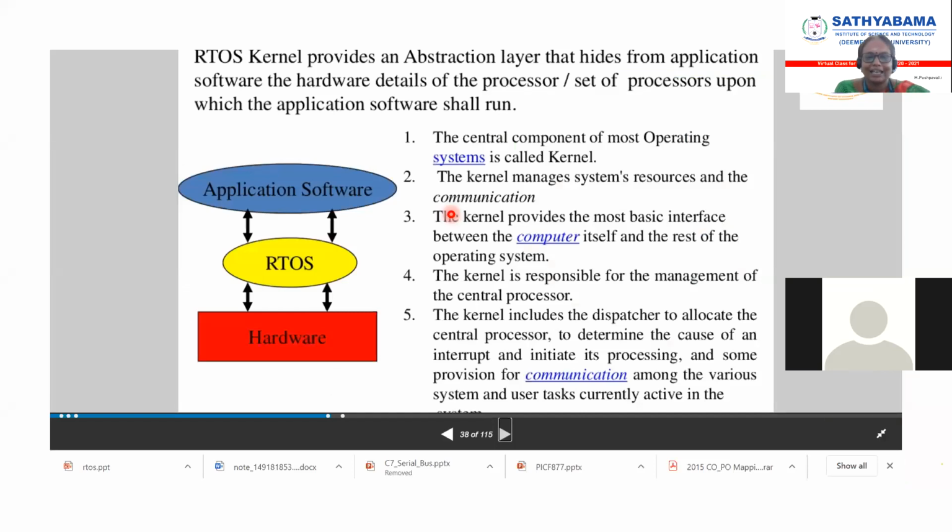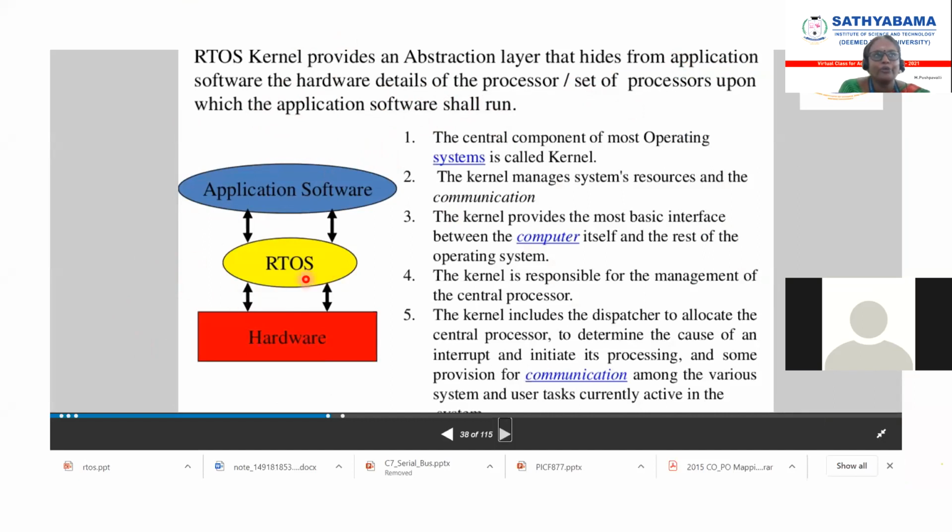Okay, and another thing they have given for RTOS. This is the important diagram about the RTOS, application software and hardware. Mainly, the kernel provides an abstraction layer that hides from the application software the hardware details of the processor on which the application software shall run.